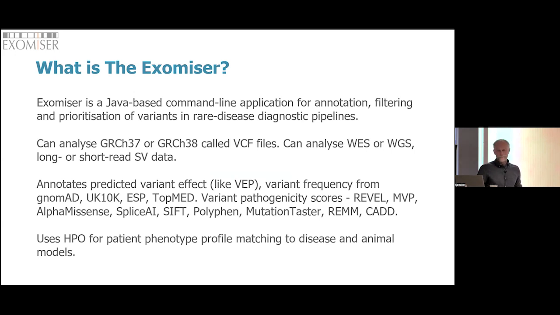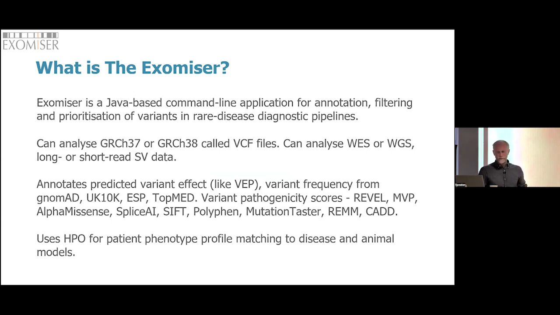So it uses gnomAD and the UK10K, the ESP, the Exome Sequencing Project, and also TOPMed data that comes out of dbSNP. For variant pathogenicity, the scores we use are REVEL, MVP, AlphaMissense, SpliceAI, the really new versions, the second and third generation, and also the earlier machine learning models such as SIFT, PolyPhen, MutationTaster, REMM, and CADD. It's a bit unfair about CADD.